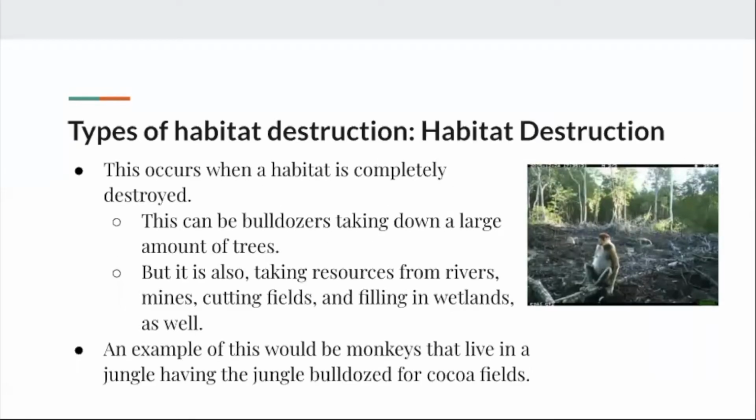The first type of habitat destruction is habitat destruction itself. This occurs when a habitat is completely destroyed. This can be bulldozers taking down a large amount of trees, but it also includes taking resources from rivers, mines, cutting fields, and filling in wetlands as well. An example of this would be monkeys that live in a jungle having the jungle bulldozed for cocoa fields. And the image on your right is an example of a monkey's habitat that has been destroyed.